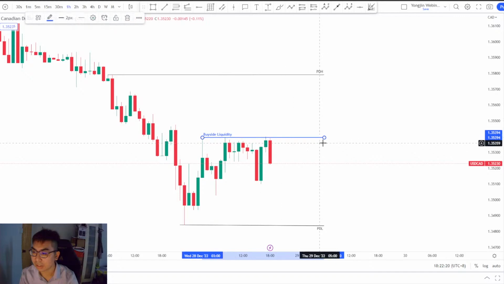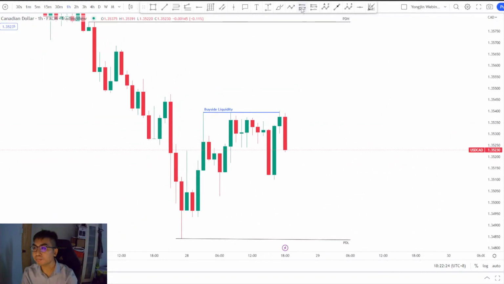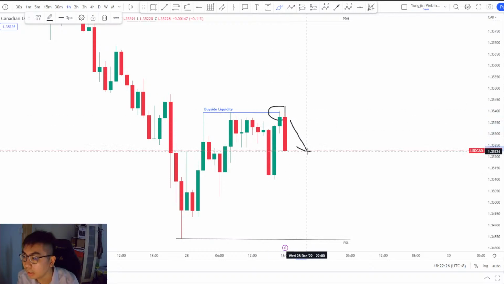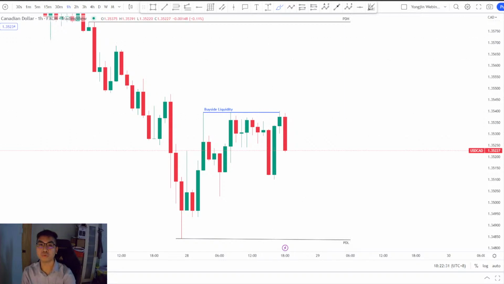Okay, price already cleared. It tapped in and then it had a massive reaction right there. So I'll just show you guys a safer setup for USD CAD. We can look for price to form a market structure shift right there.